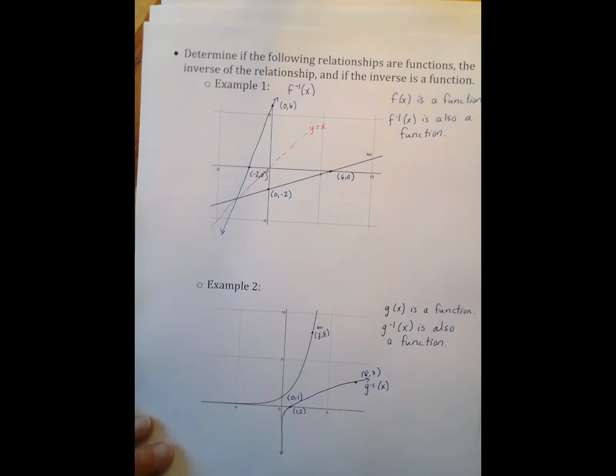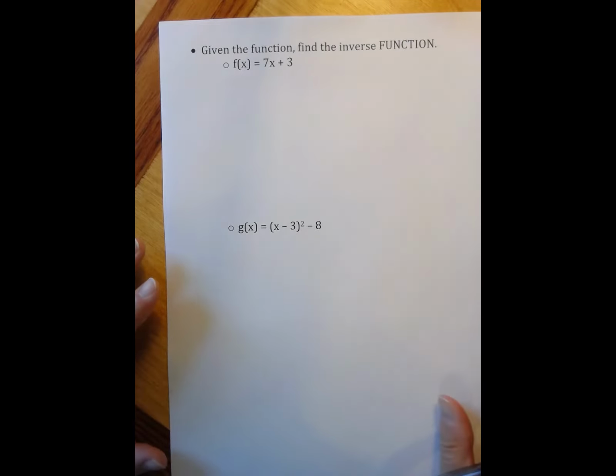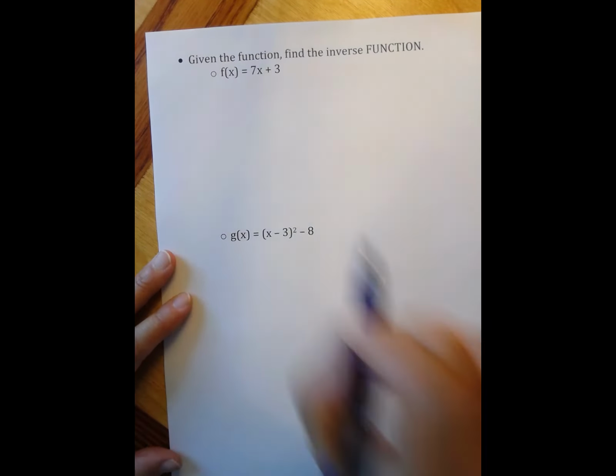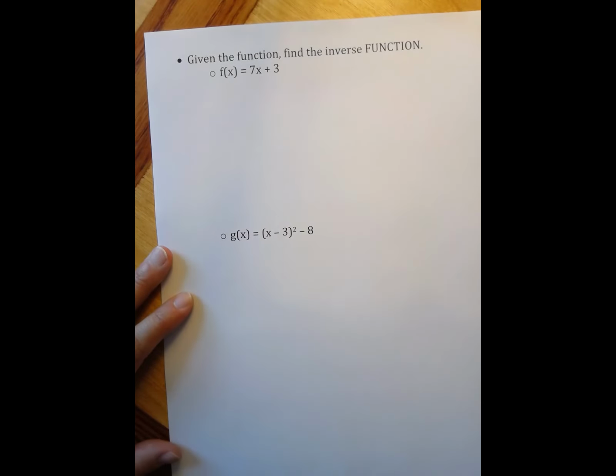The last thing you were asked to do dealing with inverse functions was to actually find the inverse given a function. So we're given f of x equals 7x plus 3, and we're asked to find the inverse function. And this is really important. It's going to come into play in these examples. So remember that in order to find the inverse, I'm switching the x's and the y's.